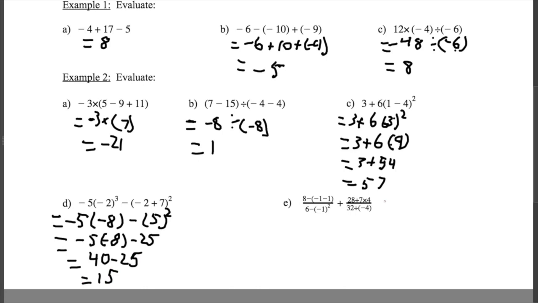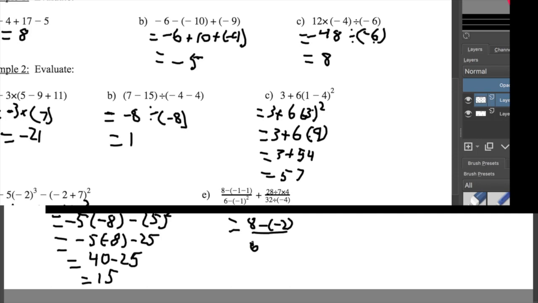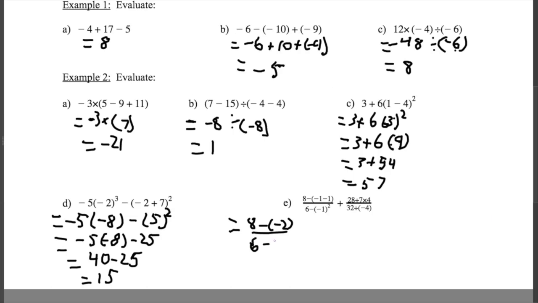For E, there's multiple steps here, but we're going to complete each of the numerators first. So in this case, the first numerator, we're looking at the brackets inside. 8 minus bracket -2. And I'm also going to complete the denominator as well. So we're just going to look at the exponent right now. This is -1 to the power 2, which becomes +1.